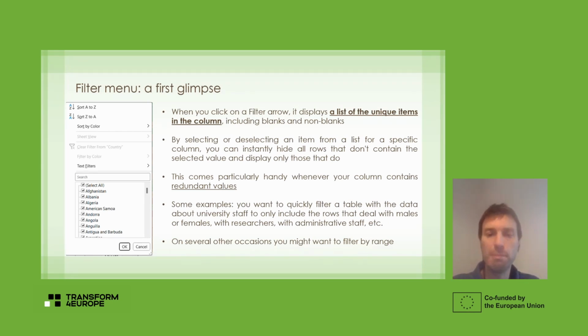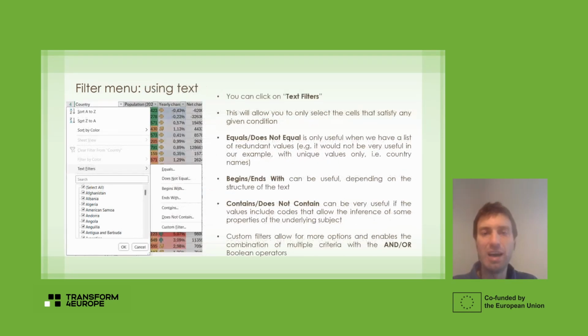Obviously, the filtering doesn't really always happen in this manner. So sometimes you might want to filter by range of values, not by the existence of a single value, like I mentioned. So what are the options that we have? Well, let's assume we are filtering a column that includes text values, so not numbers. For numbers it is a bit different, but let's start with text filters.